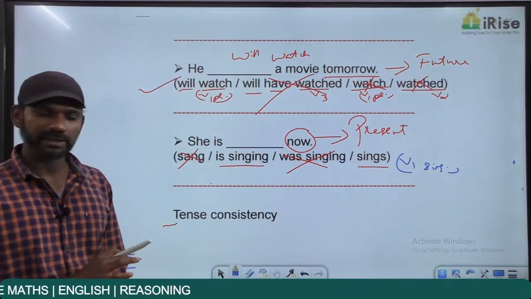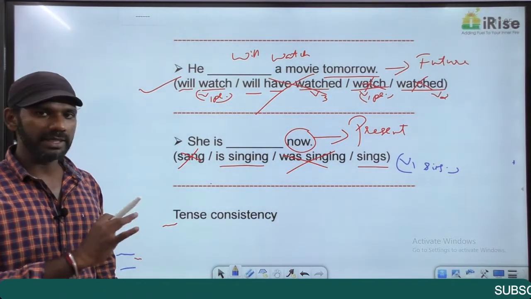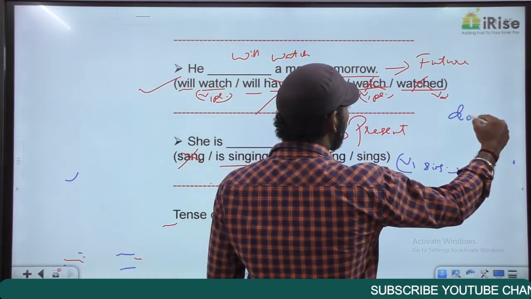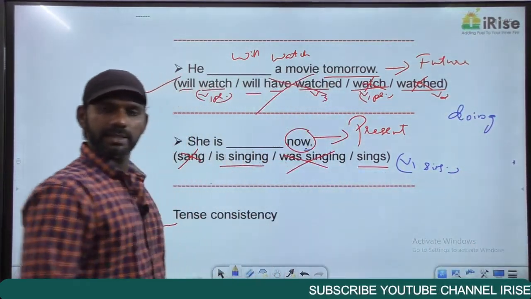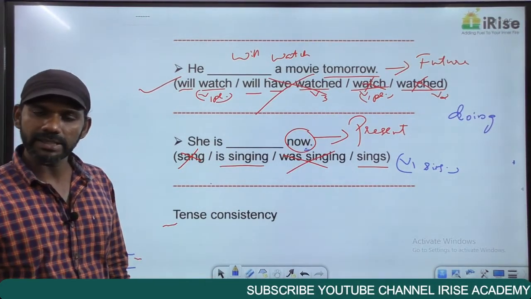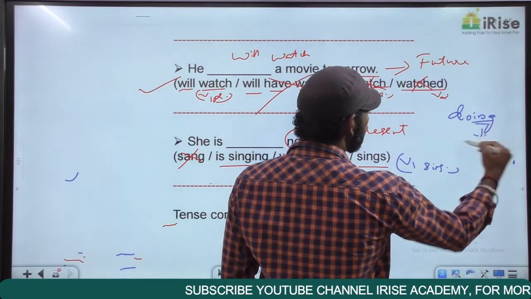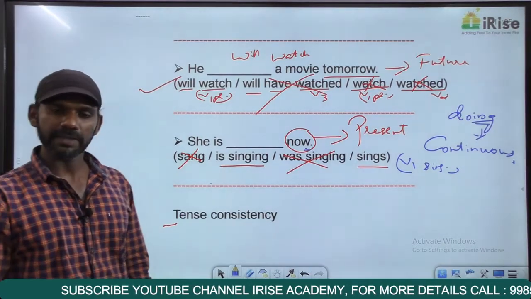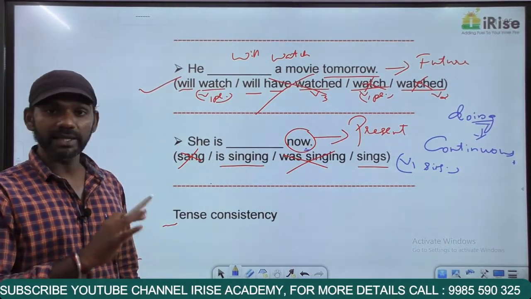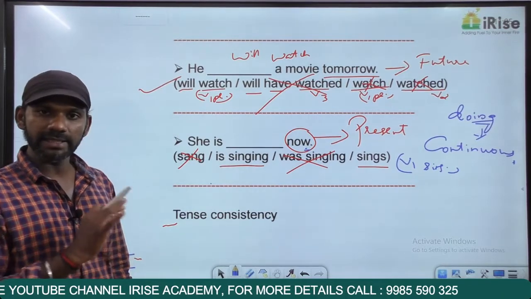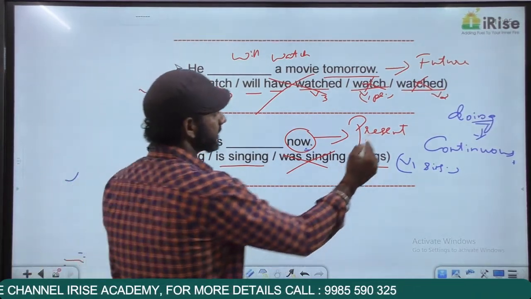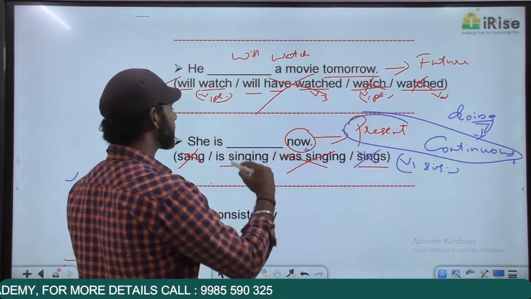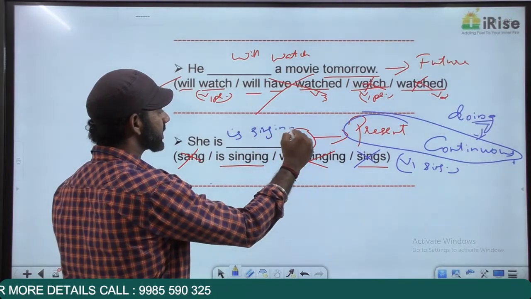Now we'll go back to the statement. She is dash now. The word now refers to the present. The sentence must be in the present tense. The meaning of now is what we are doing at the moment. Doing is ing, and ing is continuous. Right? Now it is very clear that this sentence must be in the present continuous tense. Based on that, sings is eliminated, and so the answer must be is singing, present continuous.